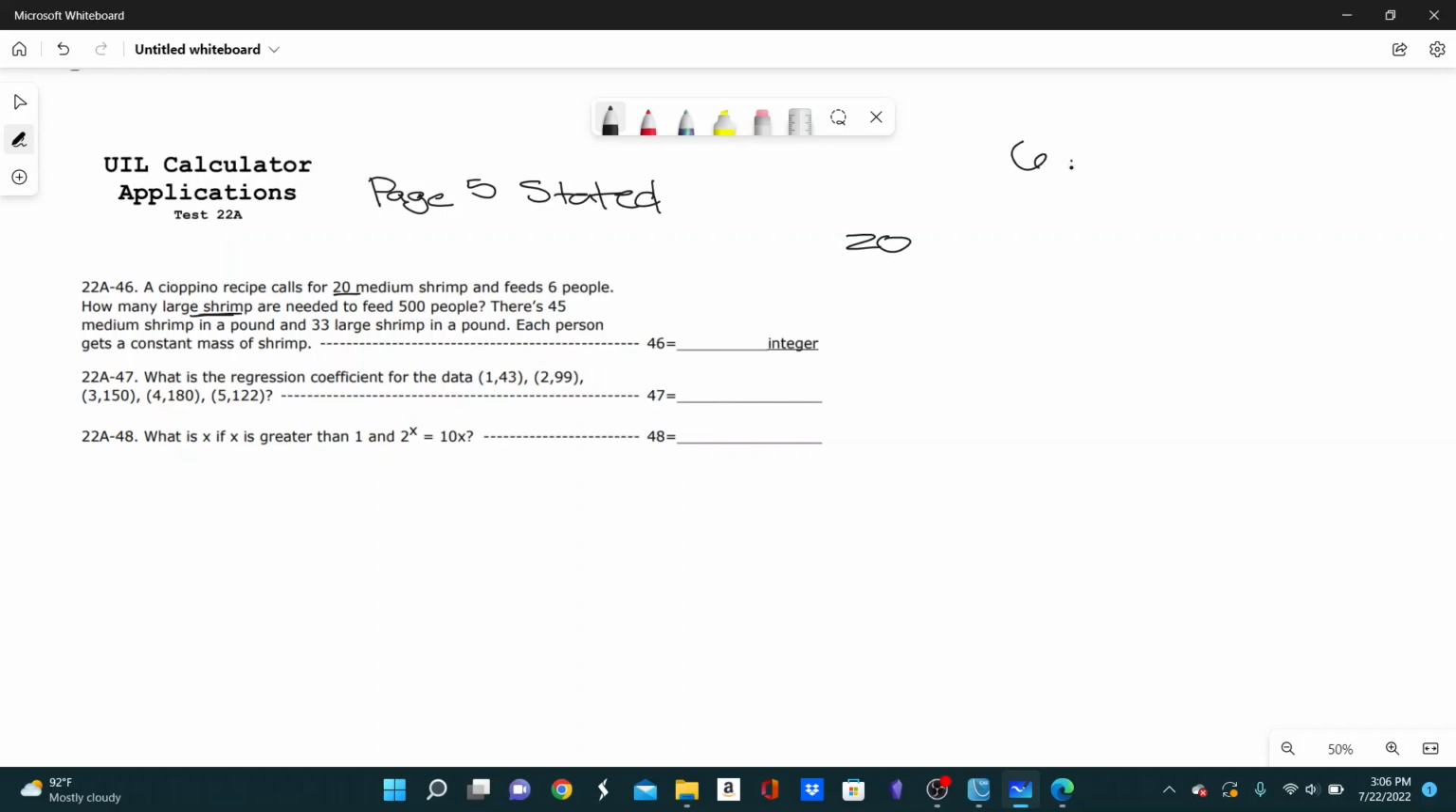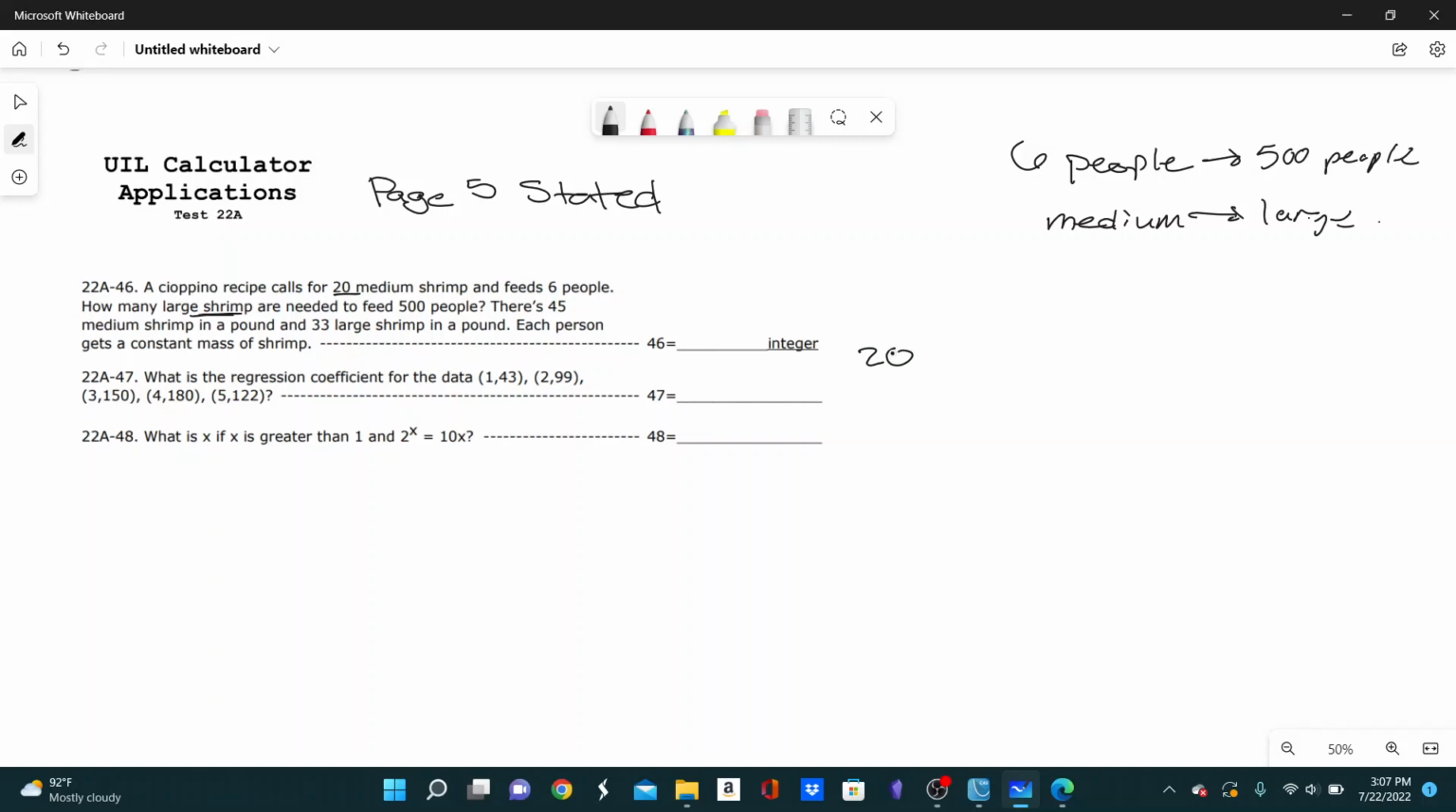So we go from 6 people to 500 people. And then we're also going from medium shrimp, 45 medium in a pound, to large, which is 33 in a pound. So we're going from medium to large. So we're going to use some conversion factors to think about what's going to happen to the number of shrimp whenever these things change.